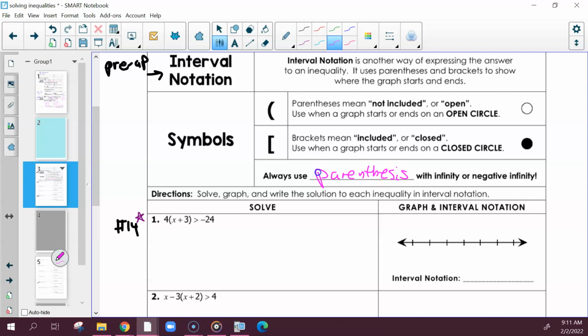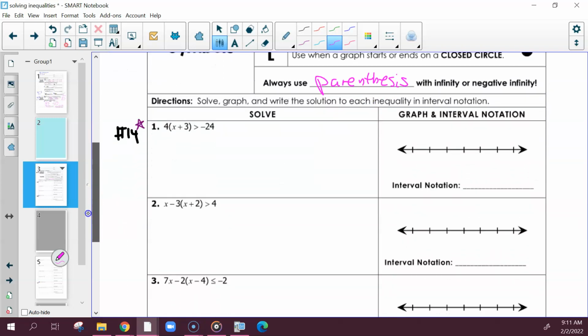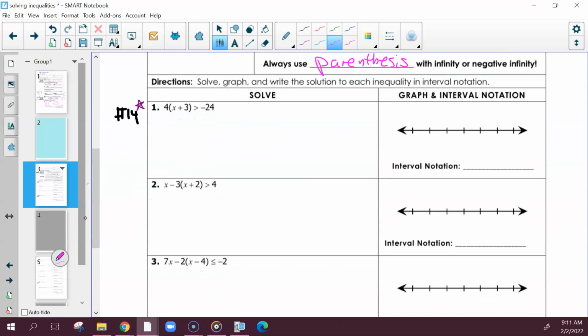Right? So let's start with number 1. How would we start solving this? Distribute, yes. You could also, in this case, divide both sides by 4 since 24 is divisible by 4. Either way would work, but you could distribute. So 4x plus 12 is greater than negative 24. And then what? We subtract 12 on both sides. So we have 4x is greater than negative 36.